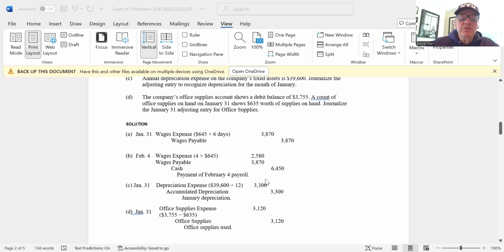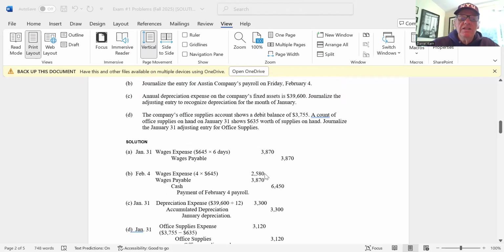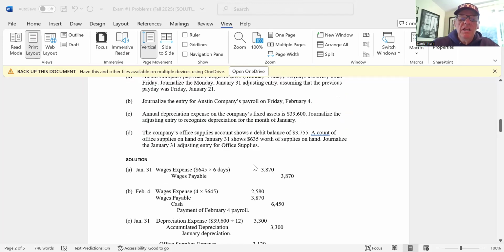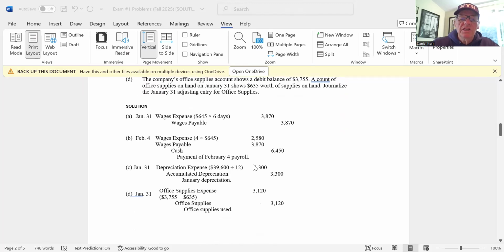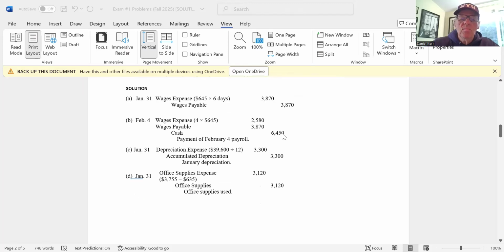But based on this information here, A through D, these are the actual entries that you needed to make. You needed to put them in to get full credit. You had to put them in general journal format. You had to have the numbers right. So if you screwed up the numbers, but you had the accounts right, I gave you partial credit on that.